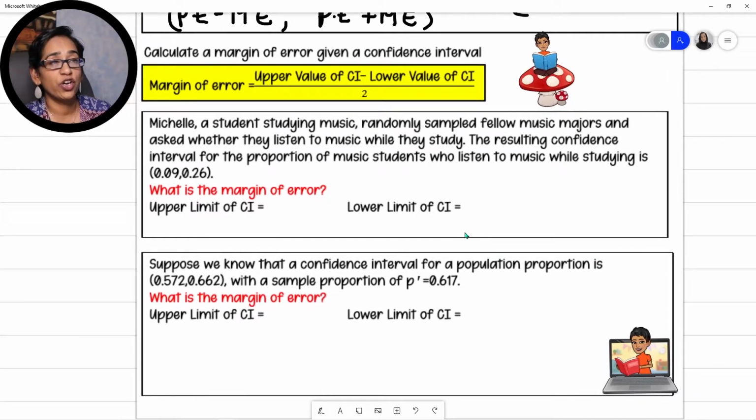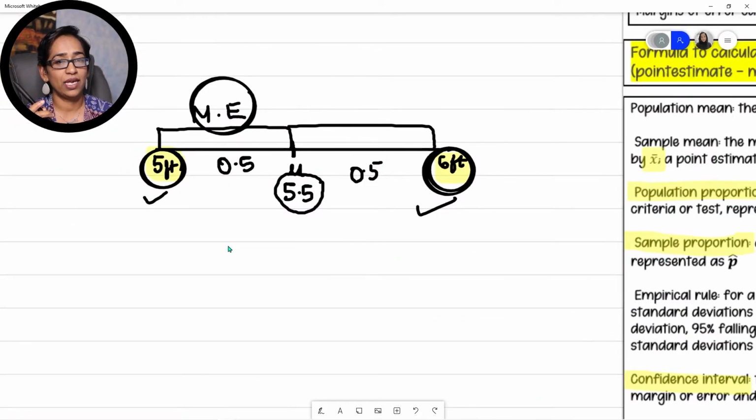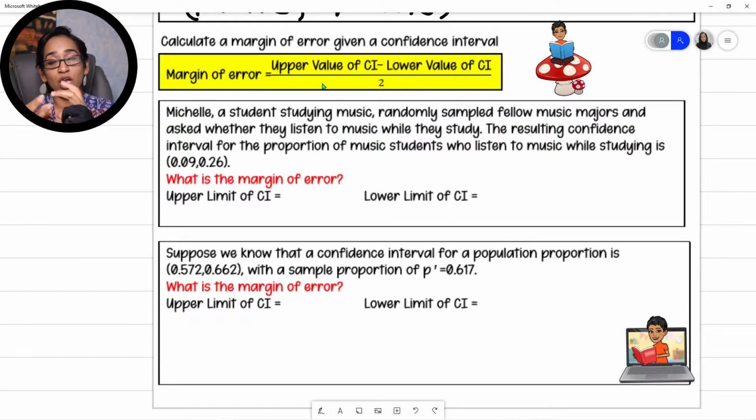Calculate a margin of error given a confidence interval. So it's the basic formula. They're giving you the confidence interval, upper limit, lower limit. They're asking you to calculate the margin of error. So they're giving you 5 foot and 6 foot, and they're asking you to calculate the margin of error. What's the distance between 5 foot and 6 foot? 1 foot, right? But the margin of error is half of that because your mean is in between. Do you see that? So it's 0.5. There's a formula for that. We simply calculate the upper value of your confidence interval minus the lower value, divided by 2.